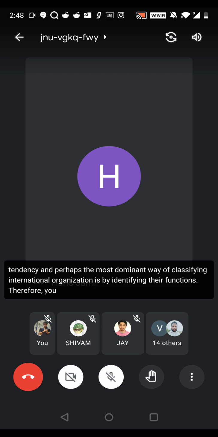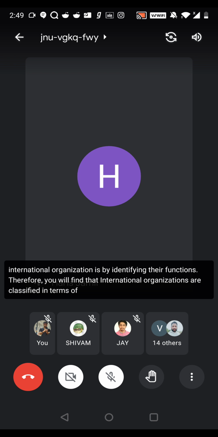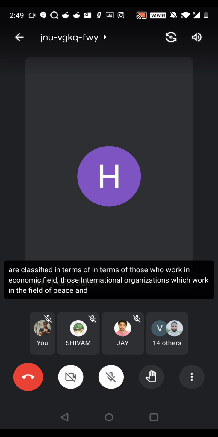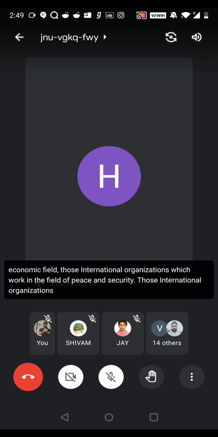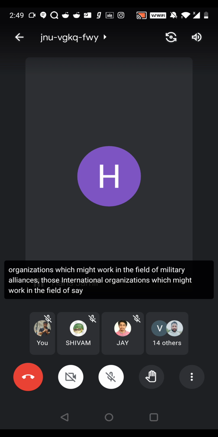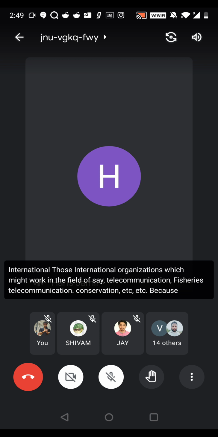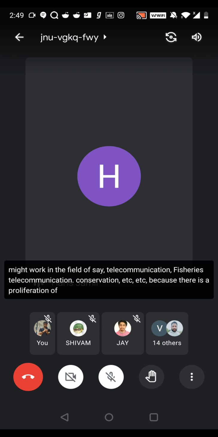Therefore, you will find that international organizations are classified in terms of those who work in the economic field, those which work in the field of peace and security, those which might work in the field of military alliances, those which might work in the field of, say, public health, those which might work in the field of, say, telecommunication, fisheries, conservation, etc. Because there is a proliferation of international organizations, the list is also endless.